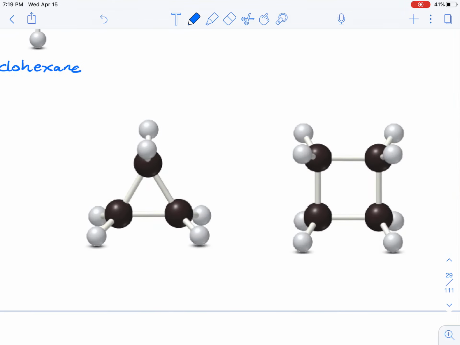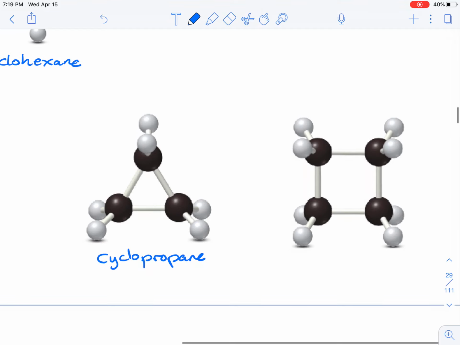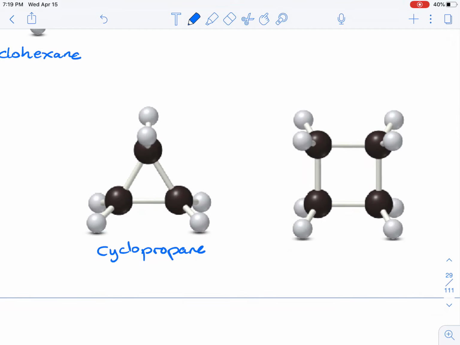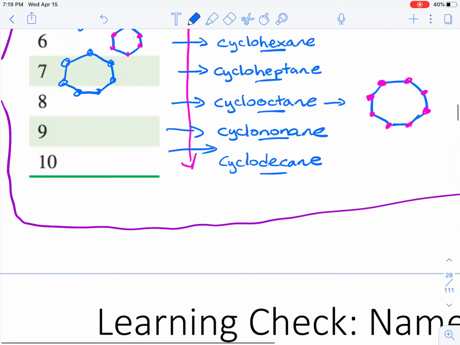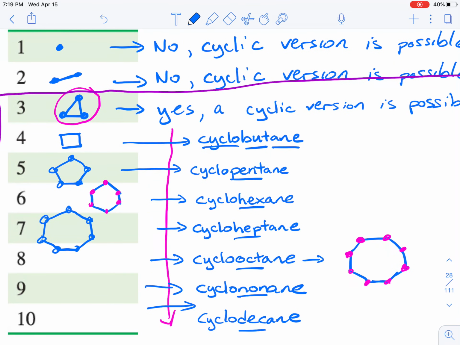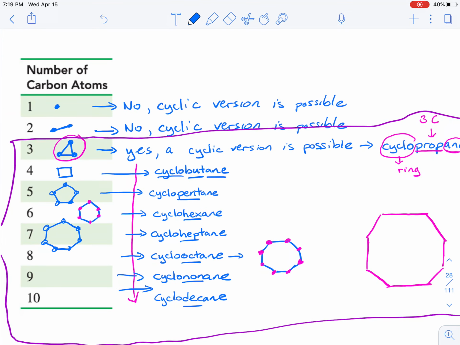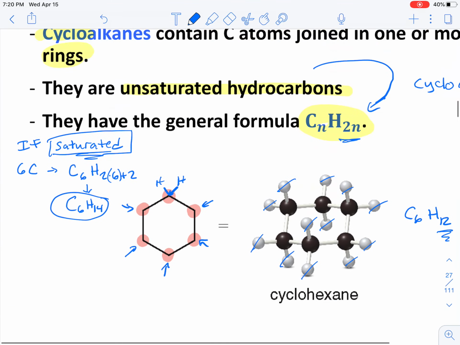So for the last 2, there's 3 carbons, but it's in a ring, so it's cyclopropane. And last but not least, here we see 4 carbons. It's like a square, so it's 4 carbons, so it's going to be cyclobutane, because there's 4 carbons. Okay. All right, so hopefully you guys have a handle or understand how to name these very simple organic compounds.